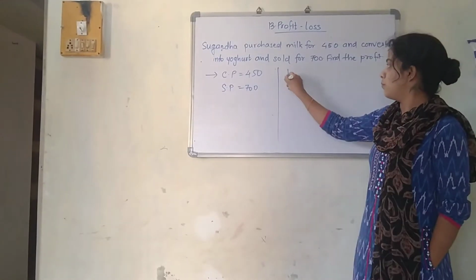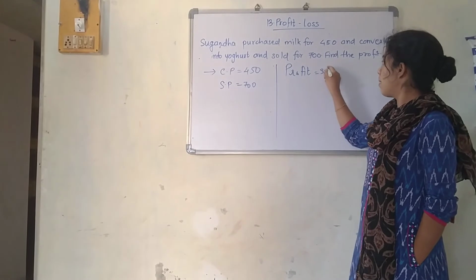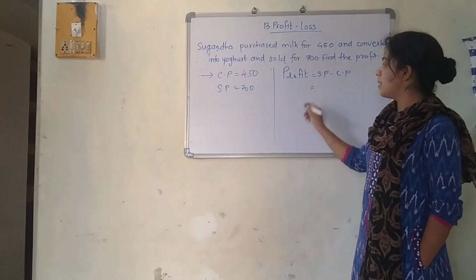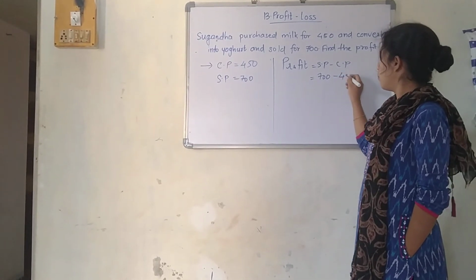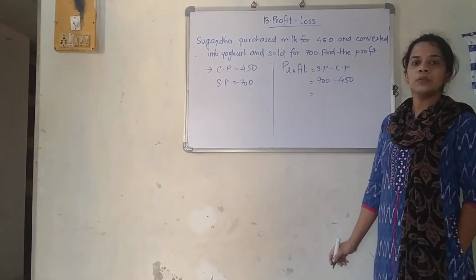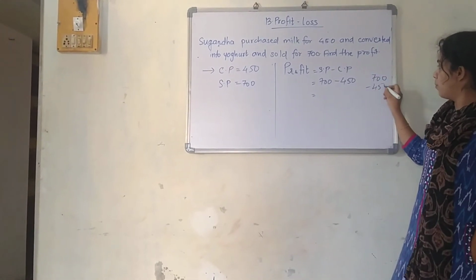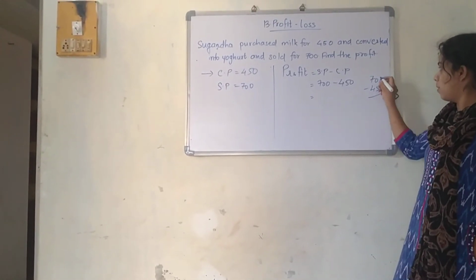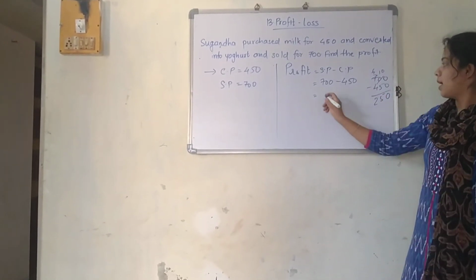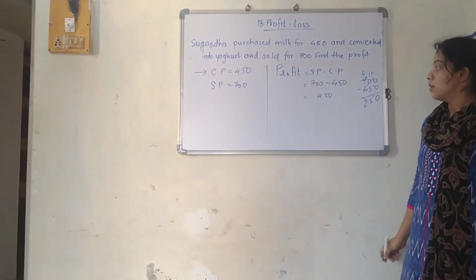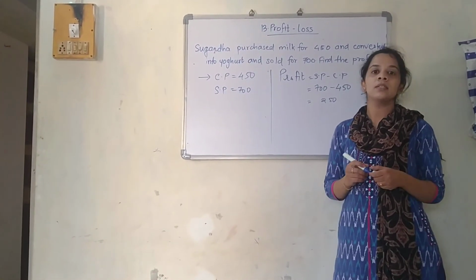For profit we know the formula. It is SP minus CP. SP is 700 minus 450. So what will be the answer? You can do over here 0 minus 0 is 0. This will be 10, this will be 6. It will be 5 and 2. The answer will be 240. Sorry, 250. So how much profit did she make? She made the profit of rupees 250.